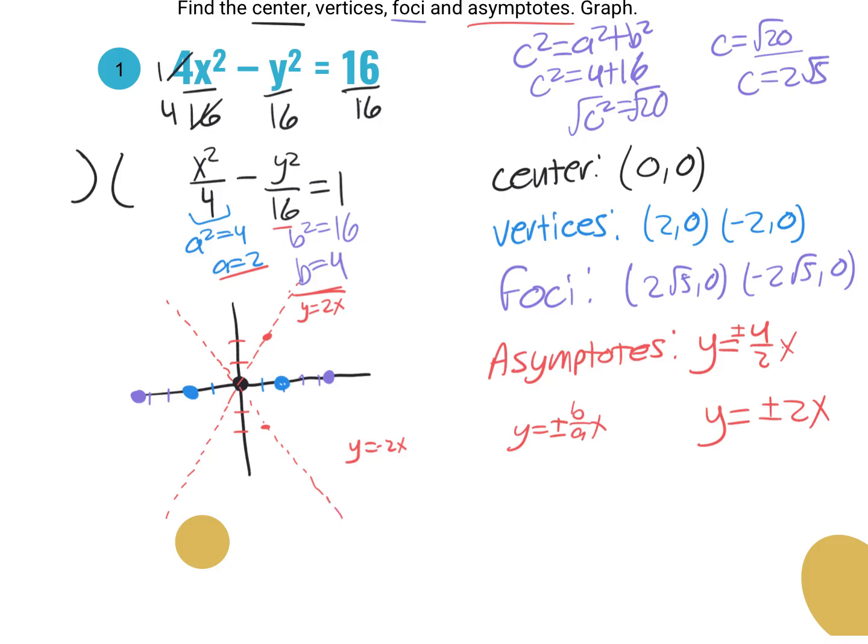All right. And then so now this, from your vertices, this is enough information, right? You don't need to find additional points or anything. It's going to look something like that. And something like that, right? Approaching but never touching the asymptotes. All right.